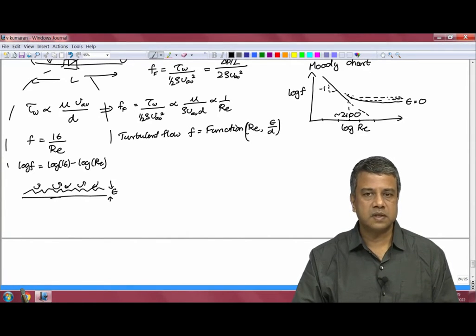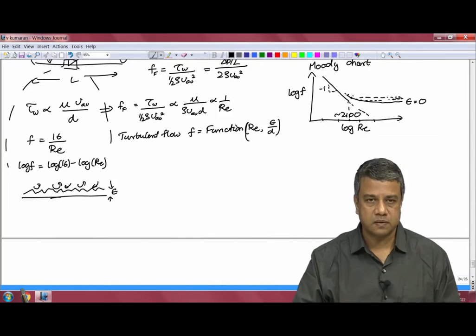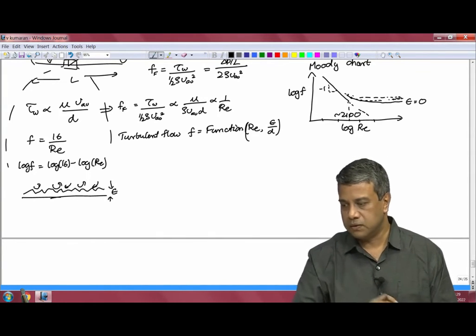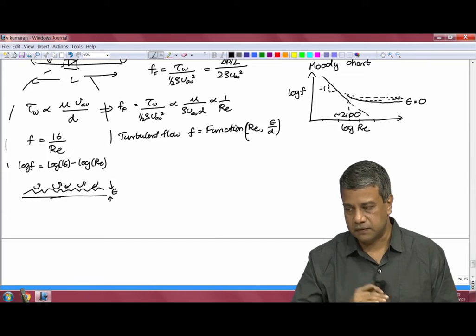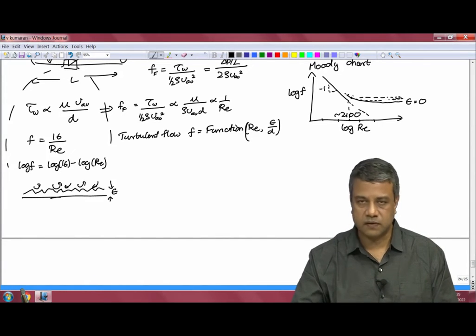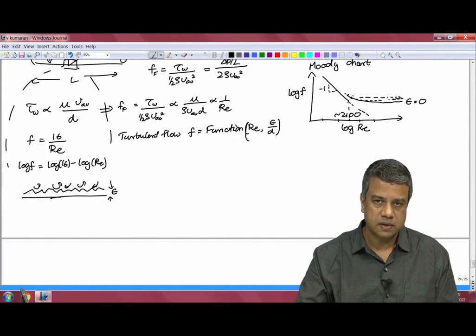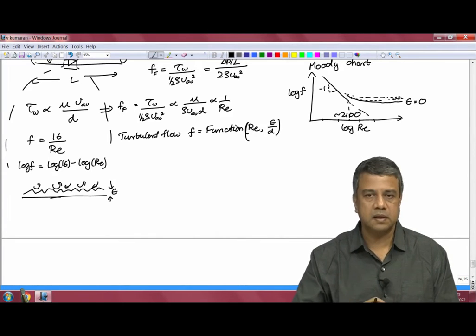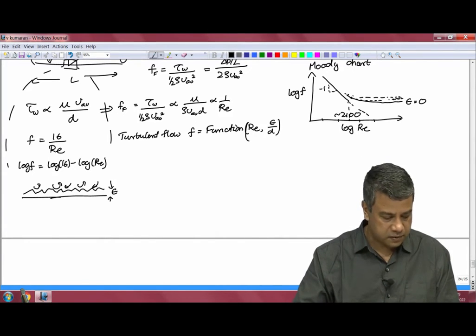So, if you want to know what is the friction factor, what is the pressure difference you require for a pipe for a particular Reynolds number, you would go to the Moody's chart and find out what is the friction factor at that particular Reynolds number. From the friction factor, if you know the average velocity and the diameter, you can find out what is the pressure difference required.